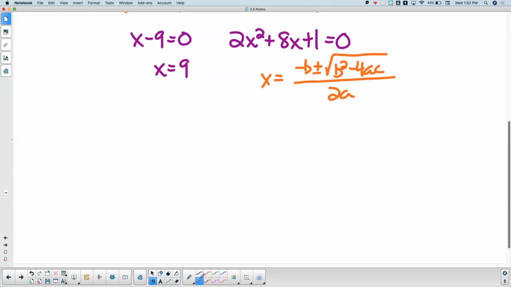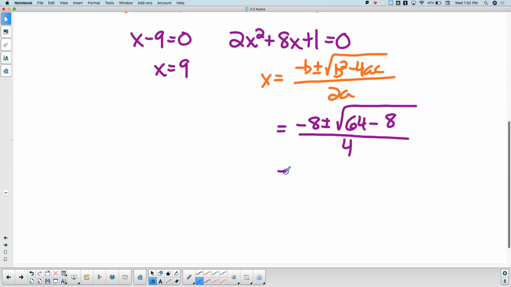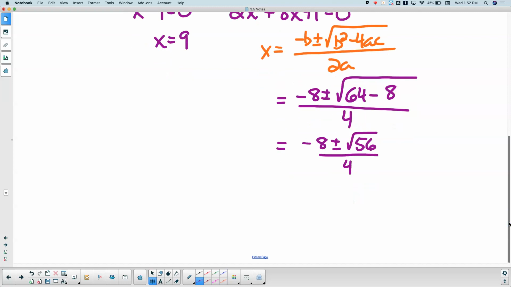Okay. So that's going to be negative 8 plus minus the square root of b squared. 8 squared is 64. Minus 4 times a, which is 4 times 2 is 8, times 1 is still 8. All over 2 times a. 2 times 2 is 4. So 64 minus 8 is 56. Square root of 56 simplifies itself to be 2 times the square root of 14.